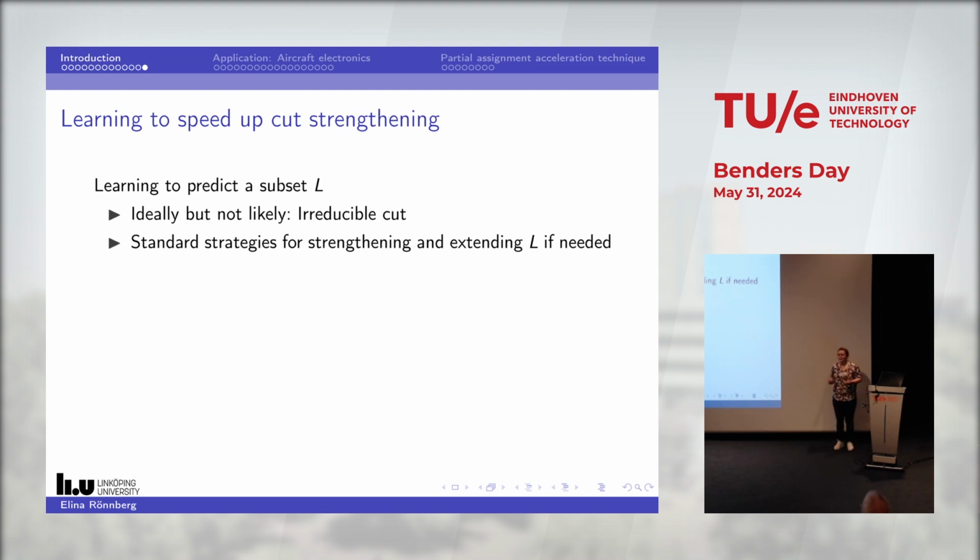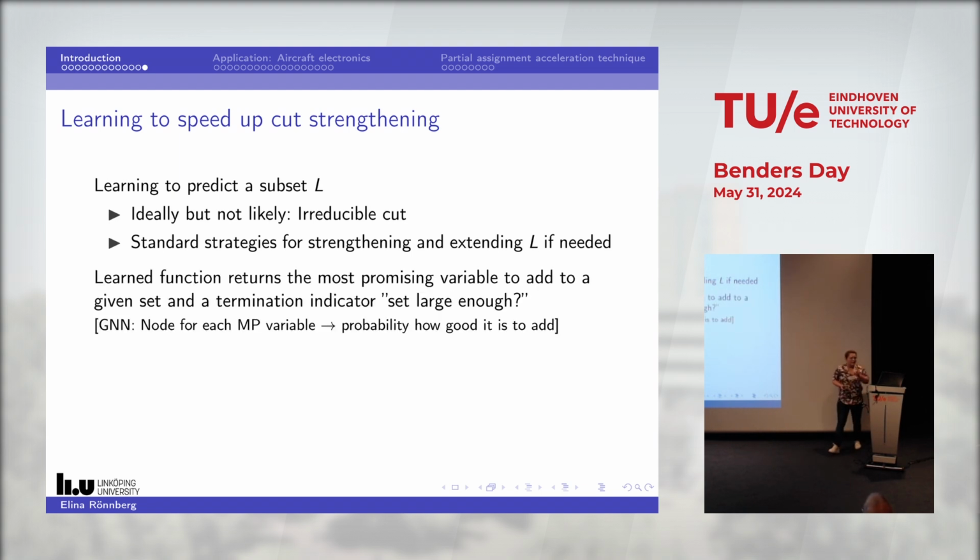Of course, it's a difficult learning task, but you can try to find a promising set, and then you can still apply the strengthening and also extend the set if you need to, to find a good cut. And that can reduce the number of subproblems that you want to solve. And we've made an implementation of this where we had an autoregressive approach with a learned function that looks at the current subset and sees which variable is promising to add, and also an indicator saying, okay, this seems to be enough.